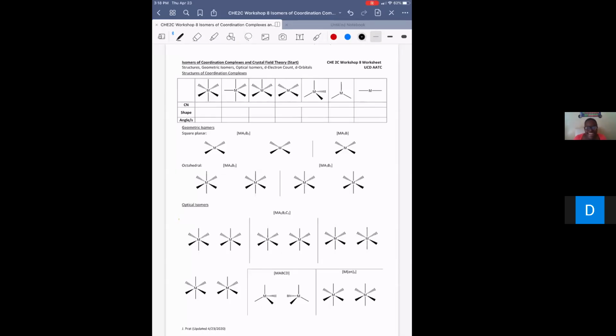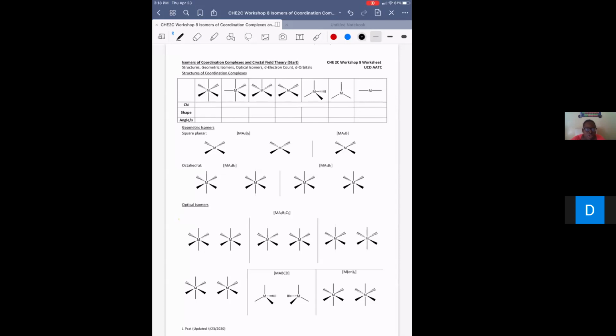All right. Okay, so like I said, today we'll be working on looking at the structures of coordination complexes. You had a few minutes to try to fill in the first chart where we're looking at our different shapes for our transition metals. We'll compare the coordination numbers, right? We also want to look at the shape and the angles when we look at our respective coordination complexes.